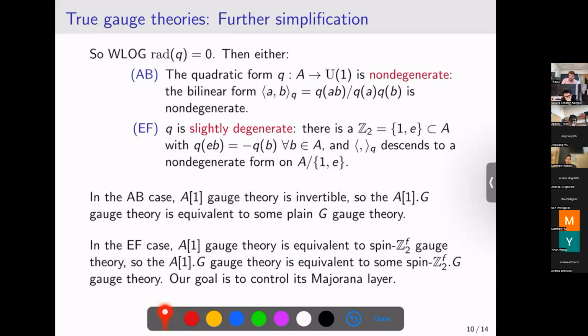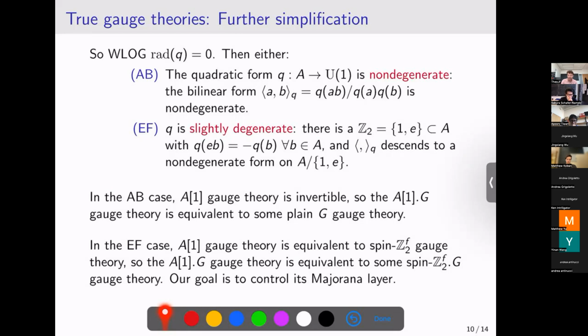If the quadratic form is non-degenerate, then actually you can kill that part. But then you can pick up this whole A1 gauge theory. I wanted to do a gauge theory for A1.G. Any gauge theory, anytime you have a gauge group which comes as an extension, you can write down that gauge theory by first gauging the normal subgroup and then gauging the base. And if the quadratic form is not degenerate, then gauging the normal subgroup just returns you an invertible theory, a trivial theory. And so this is just a plain G gauge theory. So that's boring. And the interesting case is when the A is this emergent fermion case.